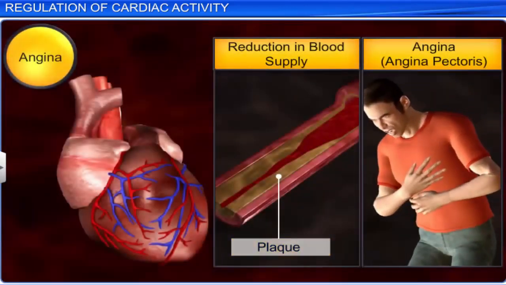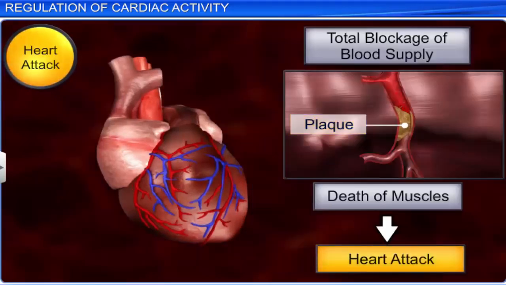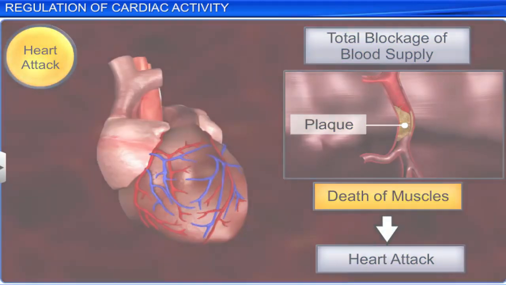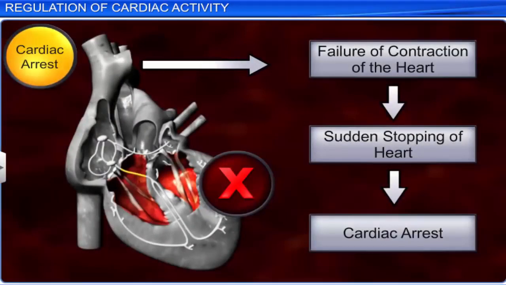Angina or angina pectoris is severe chest pain due to a reduction in the supply of blood to an area of a heart muscle. Whereas a heart attack results when there is a total blockage of blood supply to the heart muscles, causing the patient's death. On the other hand, cardiac arrest is the sudden stopping of the pumping of the heart due to failure of the contraction of the heart.